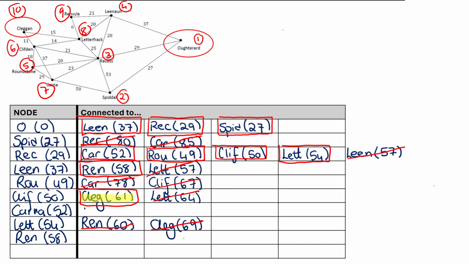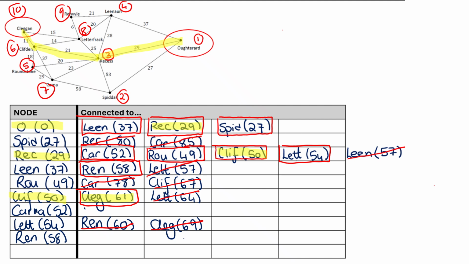So Pagan was from Clifton. And then if we go back and find our Clifton, Clifton came from Recess. And then Recess came from Utrecht. Okay. And that's our pathway right there.